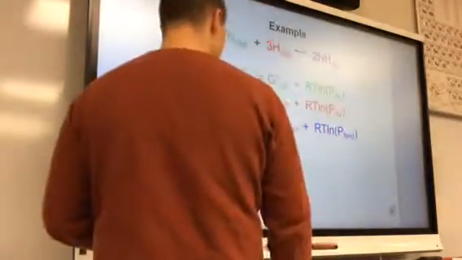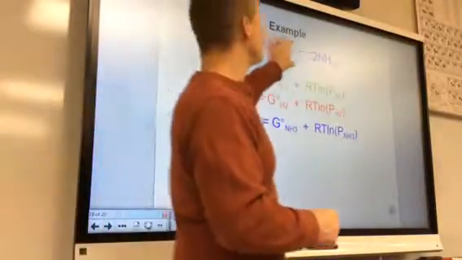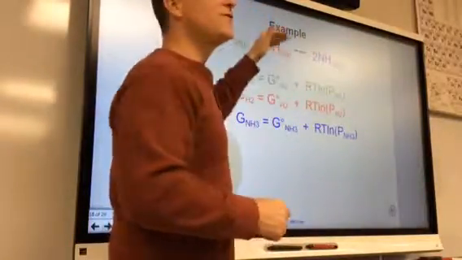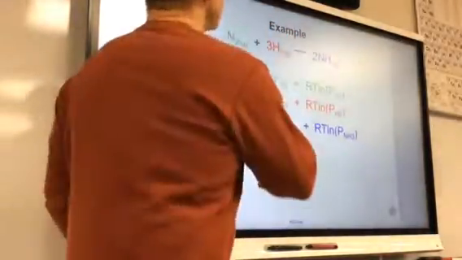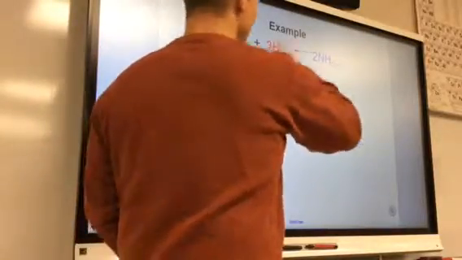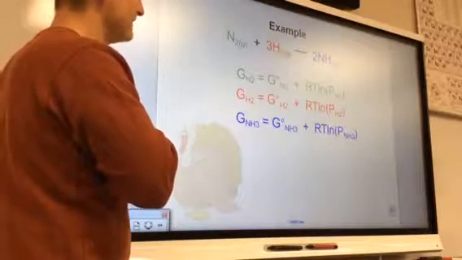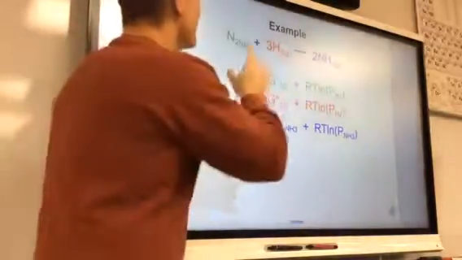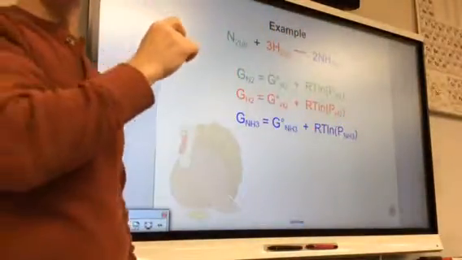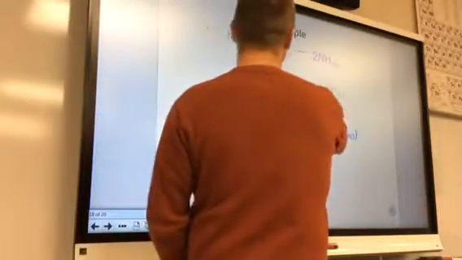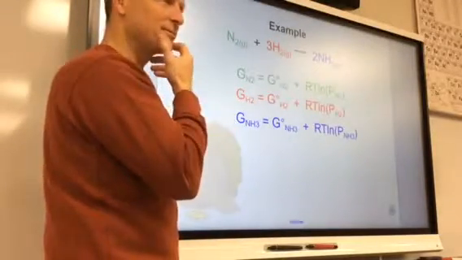Let's just take a look at this. This is where we're going to start. I am going to choose a gas phase reaction. All the reactants and products are gases, so we can use this whole G equals G naught plus RT ln of P. Now, I took each of the three gases involved in this reaction and color-coded them so that the nitrogen is all in green, the hydrogen is all in black, and the NH3, the ammonia, is all in blue.